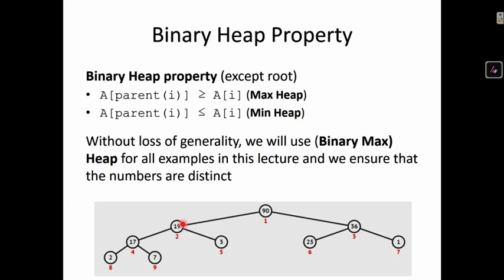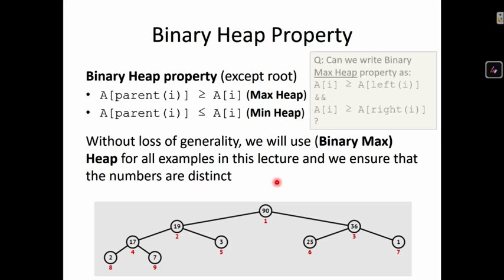You look at every node except the root. 19 is smaller than 90, 17 is smaller than 19, 3 is smaller than 19, 7 is smaller than 17, 2 is smaller than 17, 25 is smaller than 36, 1 is smaller than 36. It fulfills the max heap property, so this is a max heap.